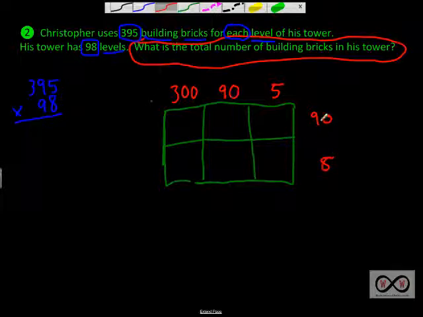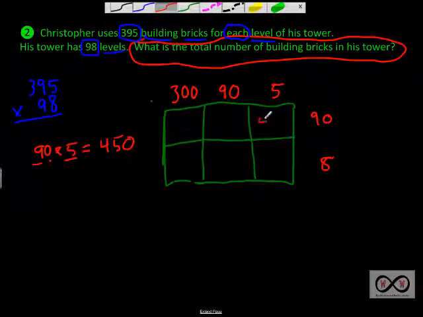So now we can multiply. We've got 90 times 5. Basic fact, 9 times 5 is 45. Tack on that 0 because we're multiplying by 9 tens. And we've got the first one taken care of, so we'll put that in there, 450.